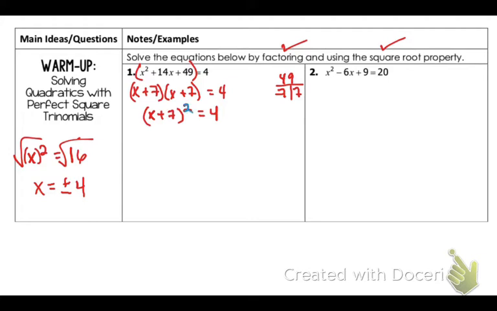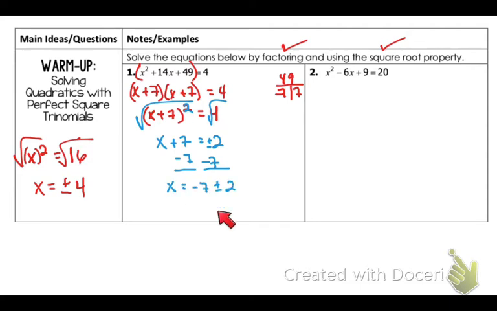Well, that's what we're going to do for this one. So notice how it's squared. I'm going to take the square root, which is going to be x plus 7 only. And I'm going to take the square root of 4, which is just 2, or plus and minus 2. And then from this one, I'm going to go ahead and subtract the 7 from both sides, which gives me x is equal to negative 7 plus or minus 2.